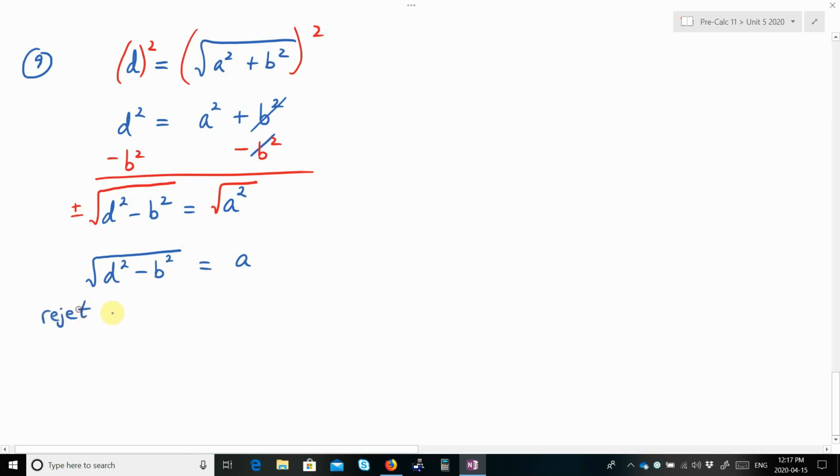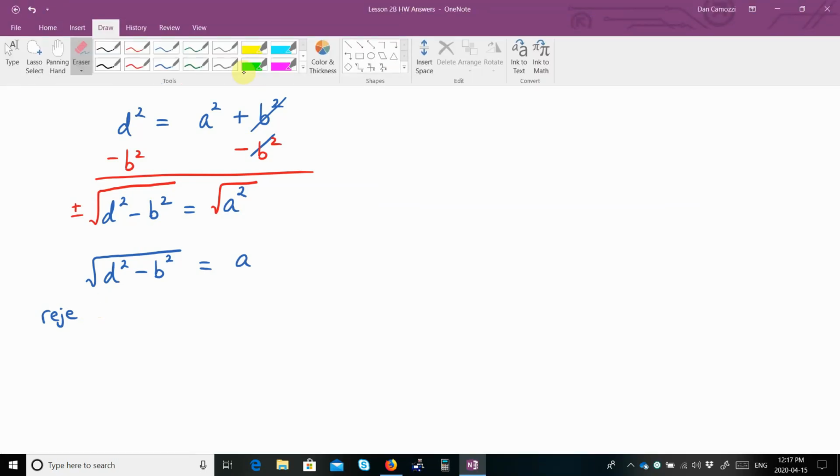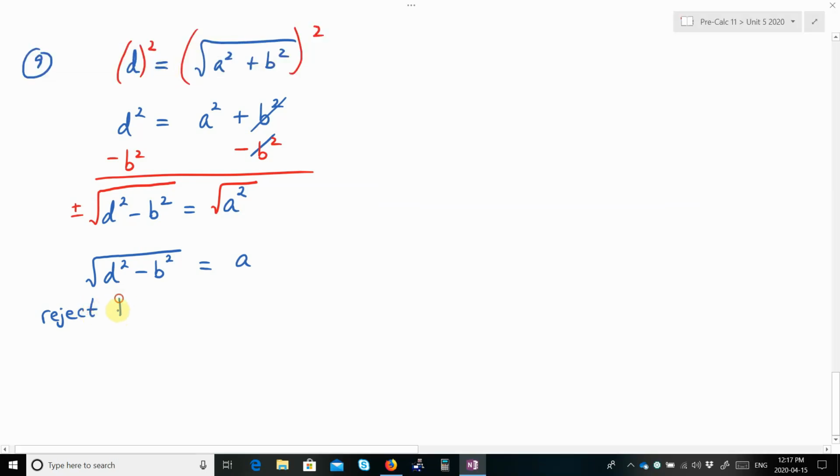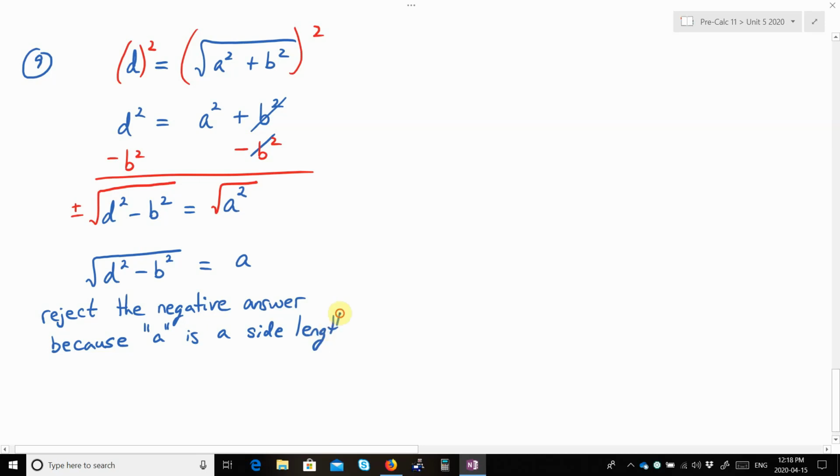And I'm going to reject the negative answer because A is a side length. And we wouldn't talk about a negative side length. Okay, so A is the side of a rectangle. So we'll reject the negative answer and we'll just use the positive.